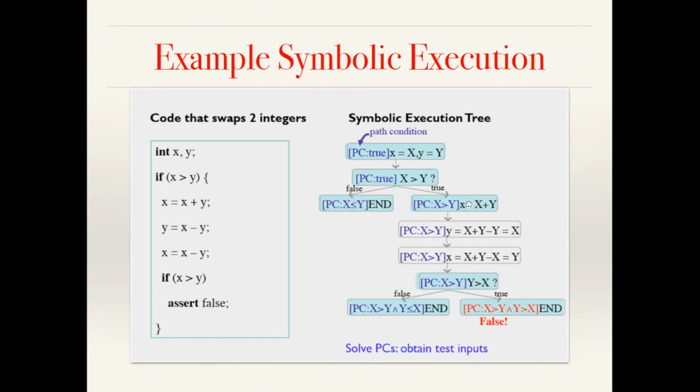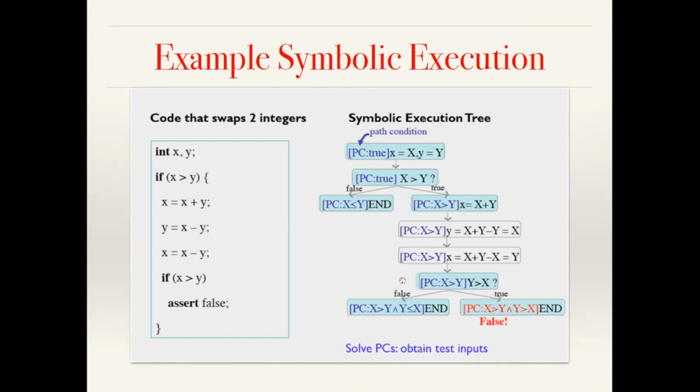So variable X becomes the sum of the two symbolic inputs. So it's big X plus big Y. Then Y becomes big X, and variable X becomes big Y. So as you can see, the swapping was successful. And then there is a second if statement, which is evaluated. And again, the analysis tries to evaluate both branches through the code.